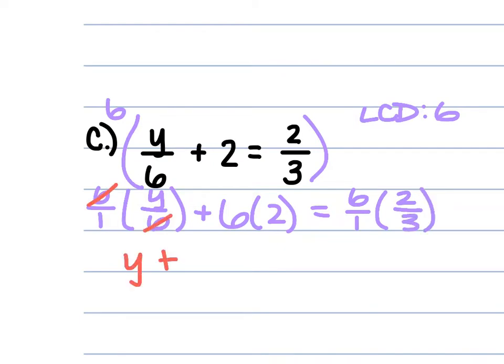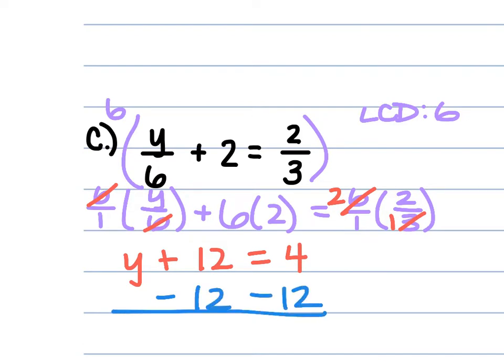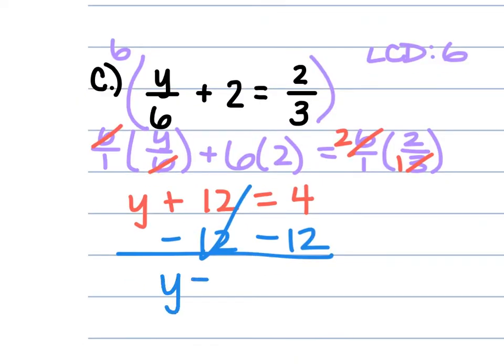We're going to have y plus 6 times 2 is 12 is equal to, the 3 will turn into a 1, 6 will turn into a 2, so 2 times 2 is 4. We move that 12 over by subtracting it. We get y is equal to negative 8.